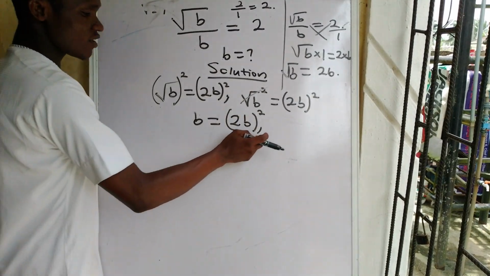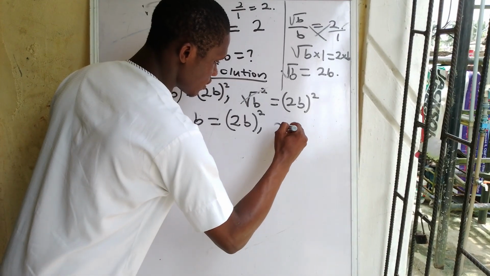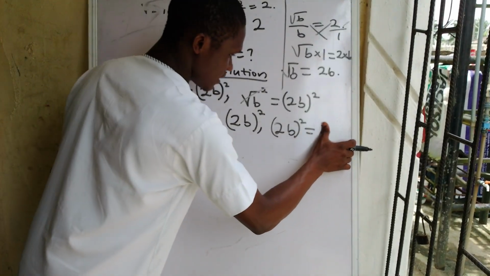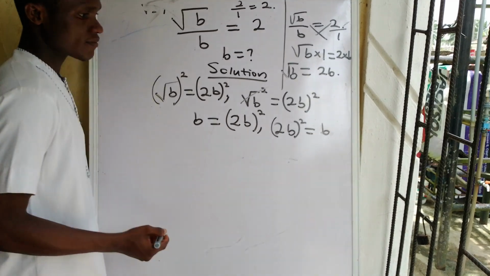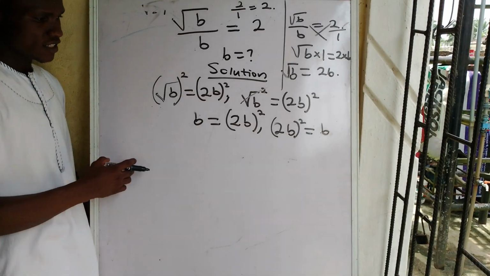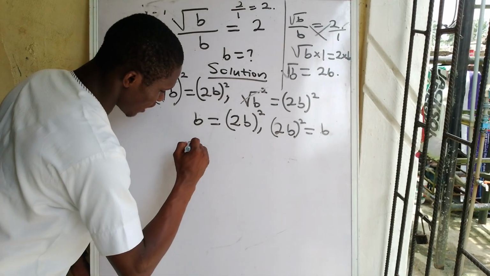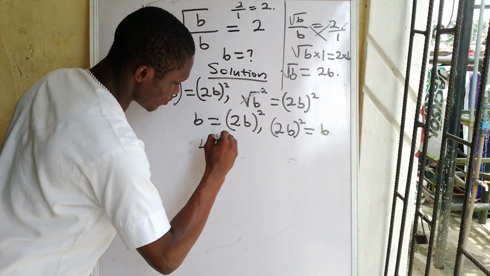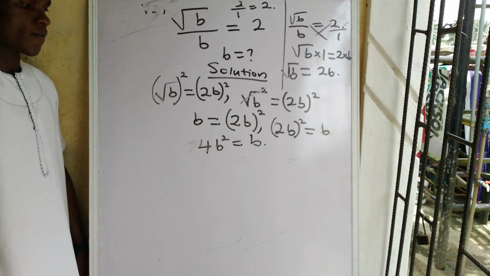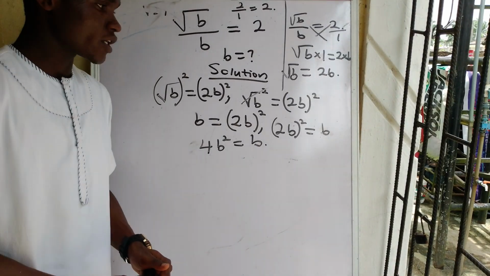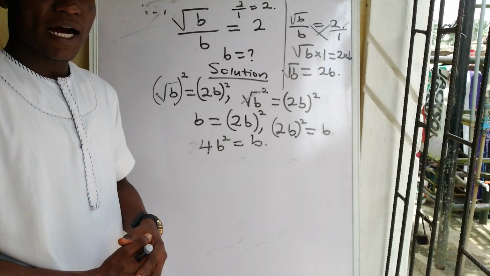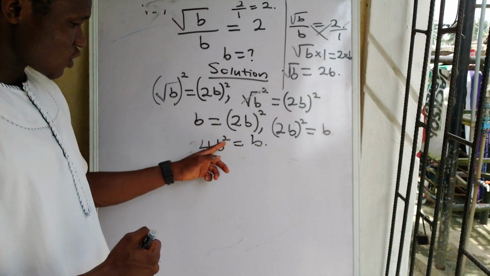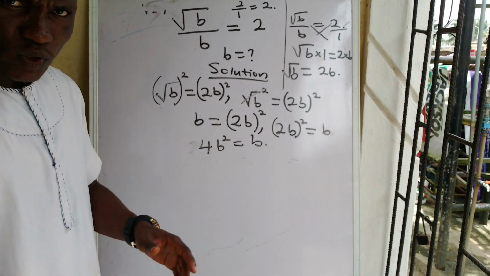Having done this, we can rearrange by saying 2b all squared is equal to b. Now we can open this, so we're having 4b squared equals b. Many of us will say, okay, from here we can simply divide both sides by b to easily get our answer. But since we are having this square here, let's not do it that way. Let's do it this way rather.